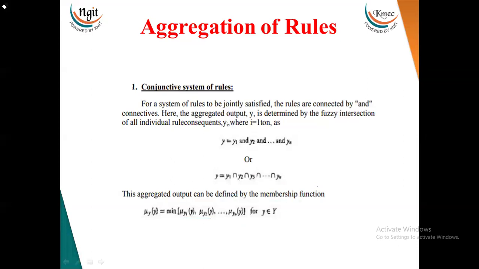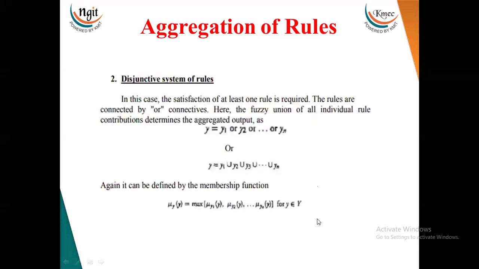Next, disjunctive is the same. You'll have the separate Y1, Y2, Y3 rules. So it is already in the decomposed format. What you will do is union them. All the individual rules' contributions are aggregated with the help of the or, which implies union. And how do you calculate the union? With the help of the max. So this is the second one, the disjunctive system of rules, where you go for the maximum of all the values. So this is aggregation.